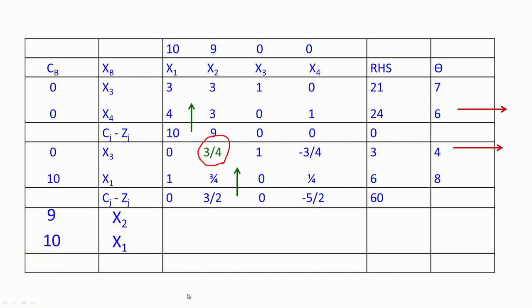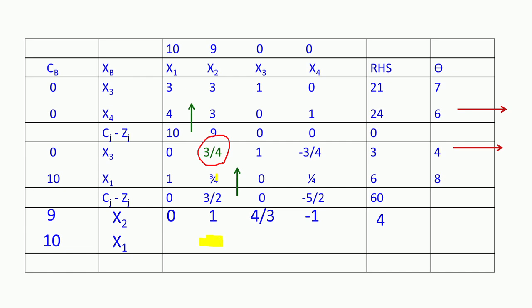0 divided by 3 by 4 is 0, 3 by 4 divided by 3 by 4 is 1, 1 divided by 3 by 4 is 4 by 3, minus 3 by 4 divided by 3 by 4 is minus 1, 3 divided by 3 by 4 is 4. Now I have a 1 here, since I have x2 this should be 1 0 and this should be 0 1. I require a 0 in this position. Now to get a 0 in this position, only then I will have the identity matrix corresponding to x2 and x1. So 1 0 0 1, I need a 0 in this position.